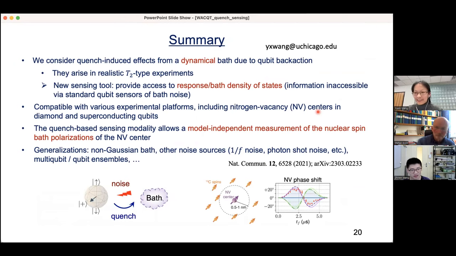Oh yeah, thanks for the question. It's a really great question. Gaussian baths correspond to noise processes that follow the central limit theorem, or in other words, you can fully characterize the properties of those fluctuations just by knowing the second-order moments, the variances. Whereas non-Gaussian baths are any generic noise processes, such as telegraph noise. What is more complicated in those general cases is that you also need to know, in some sense, the higher moments to be able to characterize the noise processes. Does that help?